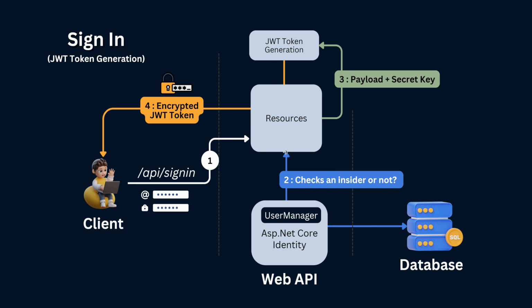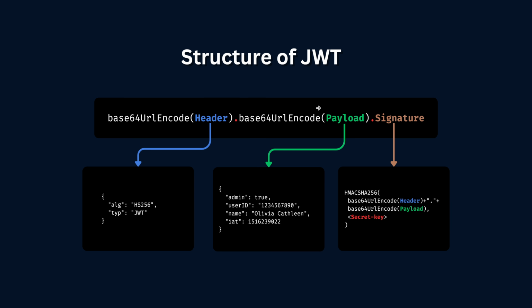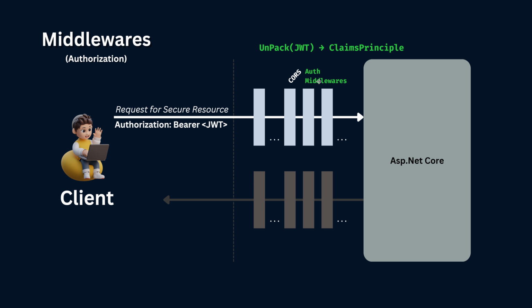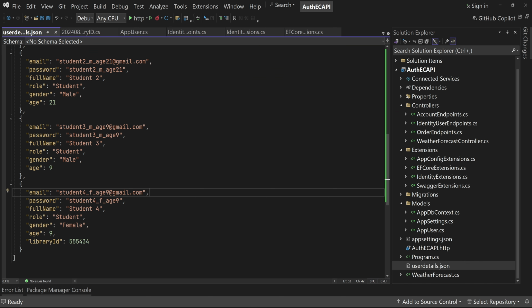Remember, when a user successfully authenticates to the system, we generate the JSON Web Token, and all the necessary information should be added to the JSON Web Token payload. So whenever we try to access a protected resource with a JSON Web Token, during the process of validating, the token will be decrypted or unpacked into the claims principal. And whatever we have inside this claims principal can be used for defining the authorization criteria. So back to Visual Studio, let's update the sign-in endpoint.